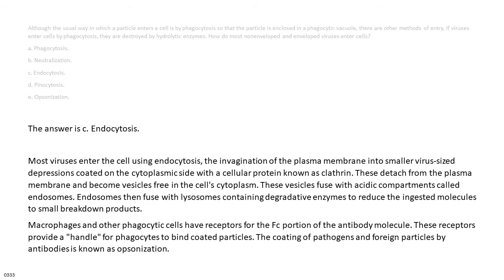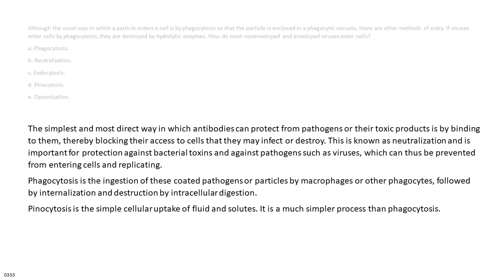Macrophages and other phagocytic cells have receptors for the Fc portion of the antibody molecule. These receptors provide a handle for phagocytes to bind coated particles. The coating of pathogens and foreign particles by antibodies is known as opsonization. The simplest and most direct way in which antibodies can protect from pathogens or their toxic products is by binding to them, thereby blocking their access to cells that they may infect or destroy.